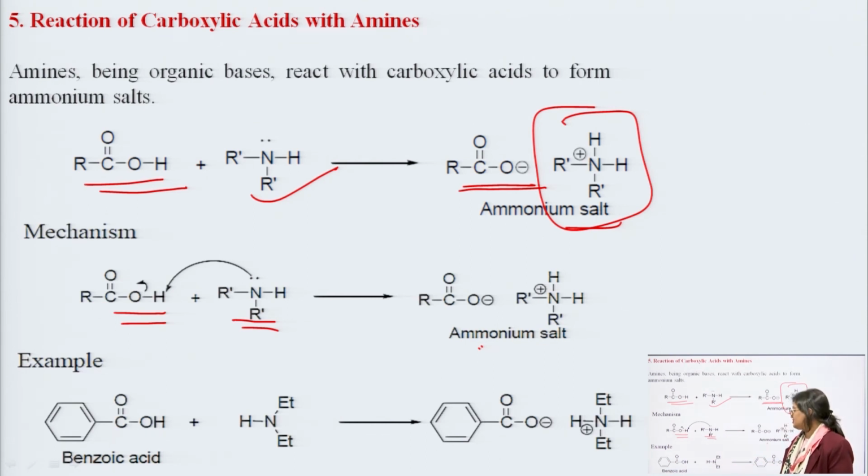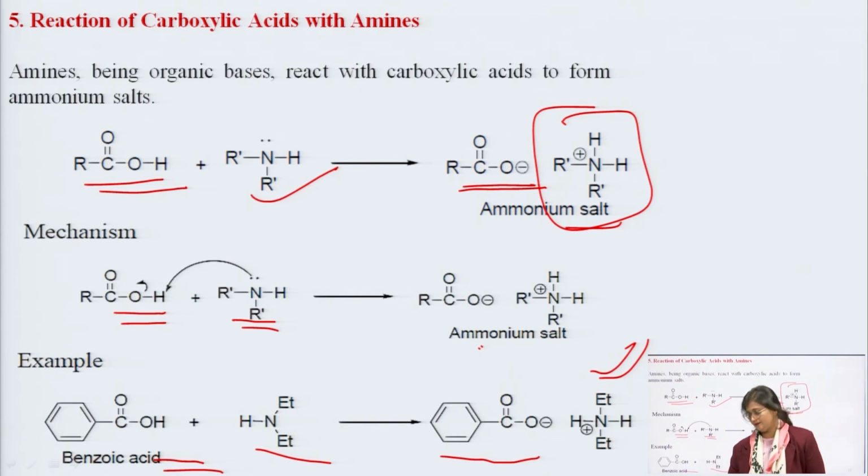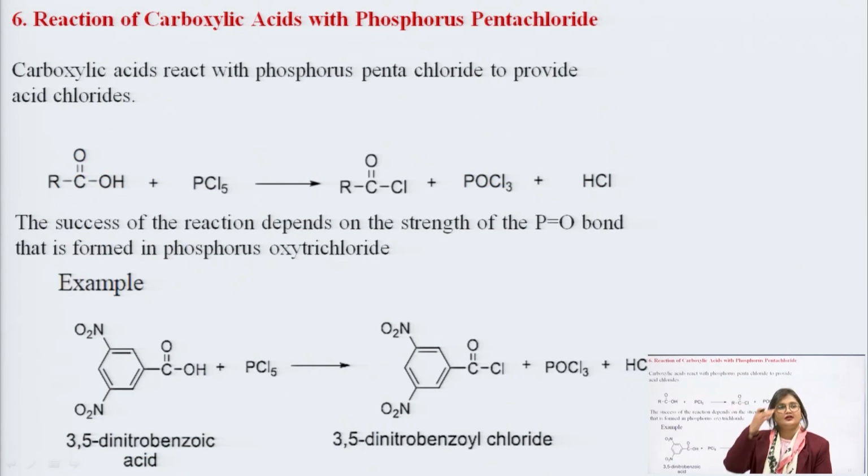Next, for example, when benzoic acid reacts with an amine, then the product formed is sodium benzoate and the respective salt of amine. Next, moving on to the next reaction, wherein carboxylic acid is seen reacting with phosphorus pentachloride. Now, carboxylic acid reacts with phosphorus pentachloride to provide acid chlorides.